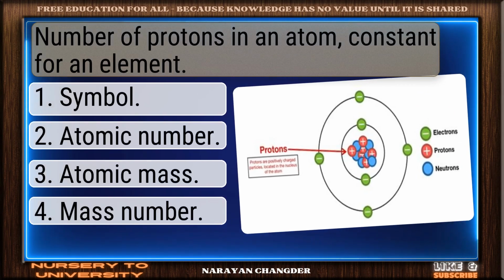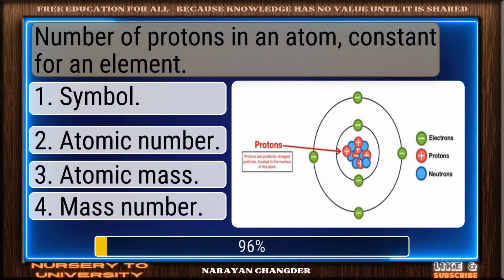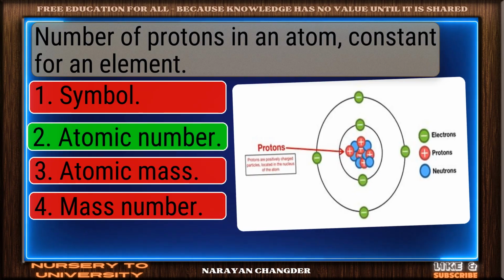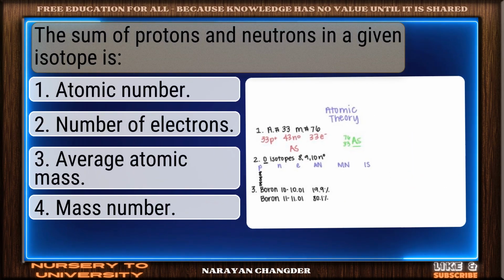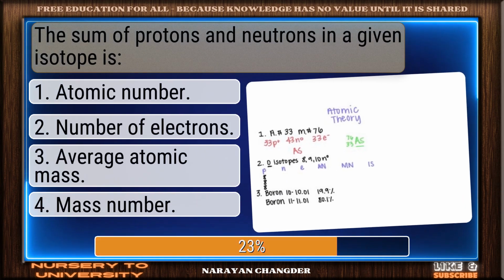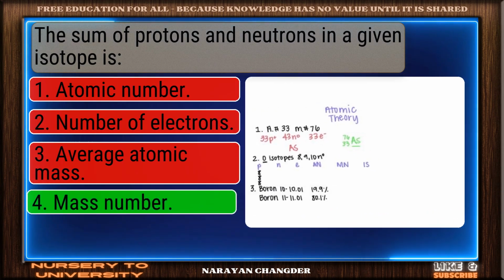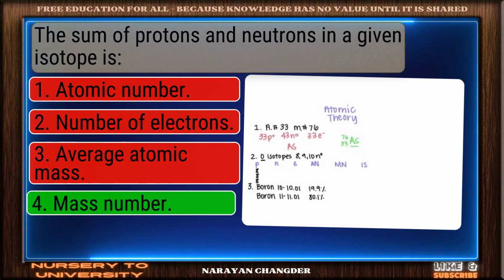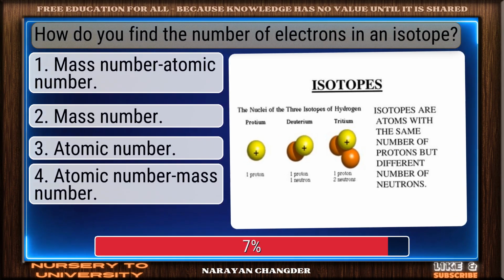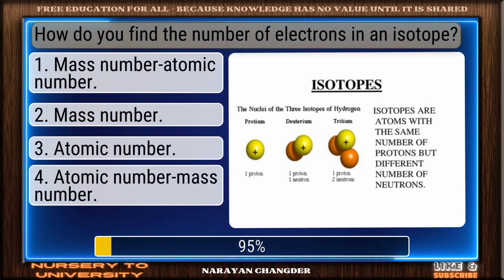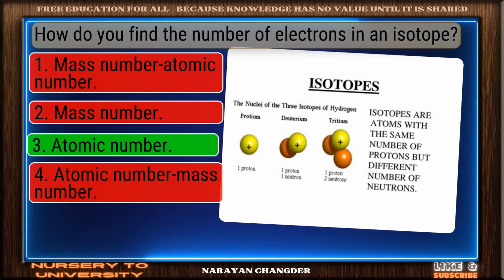Number of protons in an atom, constant for an element. Perfect. Atomic number is the correct choice. The sum of protons and neutrons in a given isotope is. Well done. Mass number is the right choice. How do you find the number of electrons in an isotope? Sharp thinking. Atomic number is the right choice.